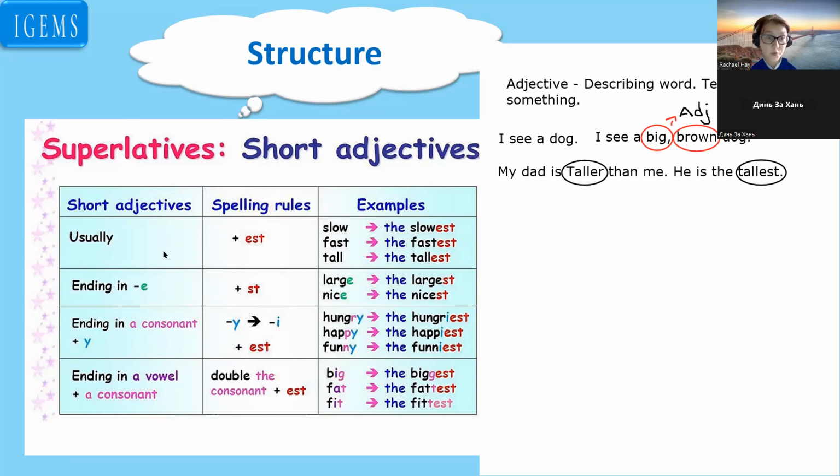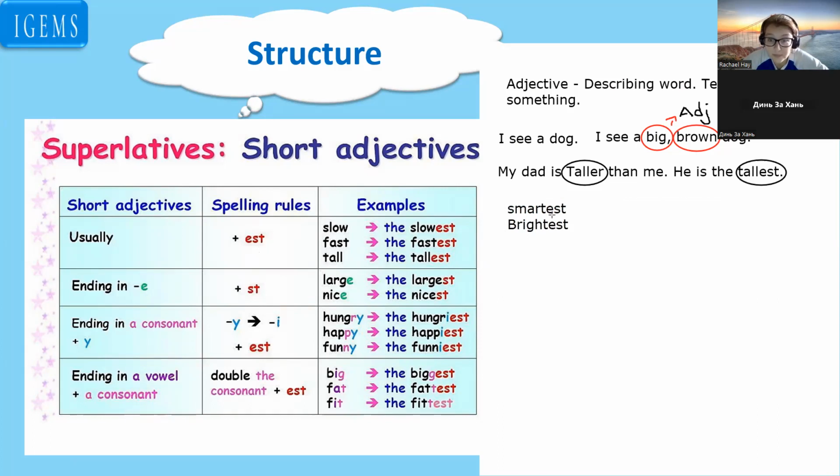So if the word is a short adjective like slow, fast, tall, we usually add an EST. Okay. So slowest, fastest, tallest, smartest, brightest. Words like that. If the word ends in an E, we just add an ST, not an EST.